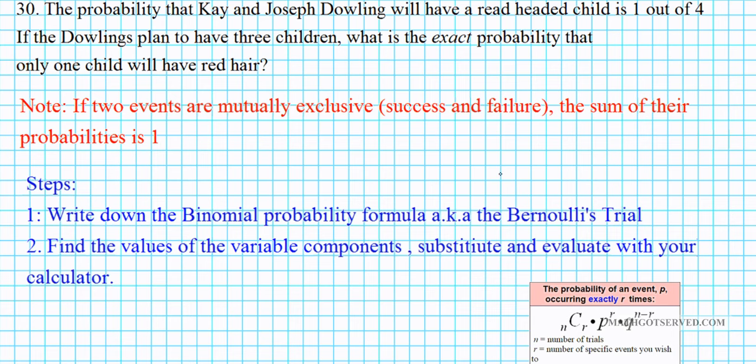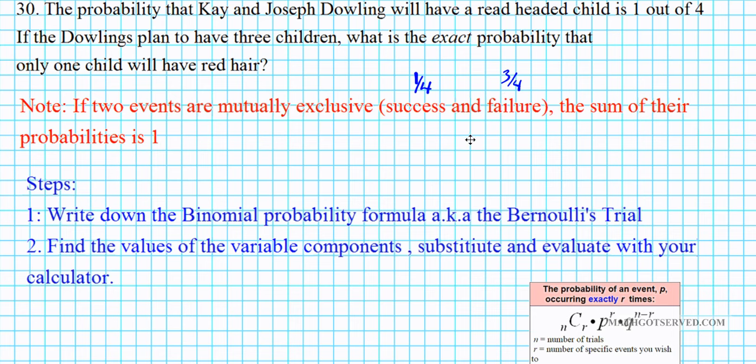The sum of those probabilities is always 1. Okay? So for example, in this problem, 1 out of 4 is success, right? The odds of having a redheaded child. And failure is going to be 1 minus 1/4, which is 3 over 4, basically. So if you add these two probabilities together, what do you get?